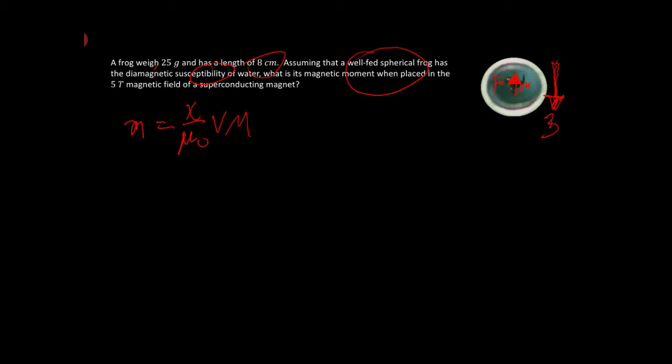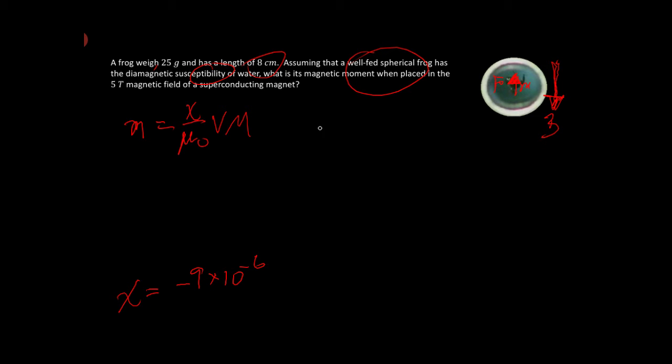So let's see. We need to figure out what the volume of the frog is, and we need to figure out what the diamagnetic susceptibility of water is. So let's see, chi is minus 9 times 10 to the minus 6. Okay, so that seems pretty straightforward. That's all we need for that guy.